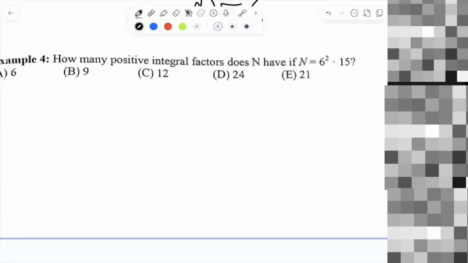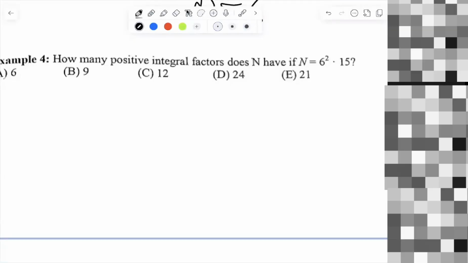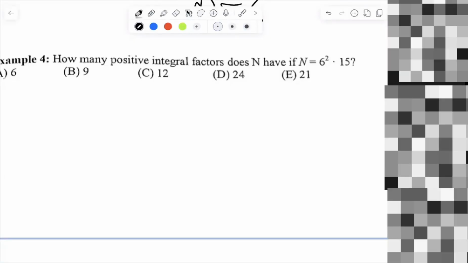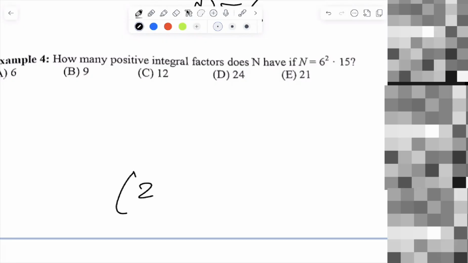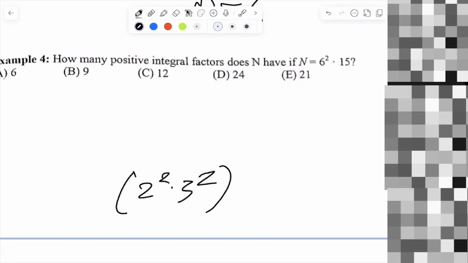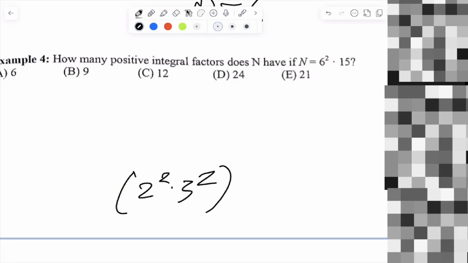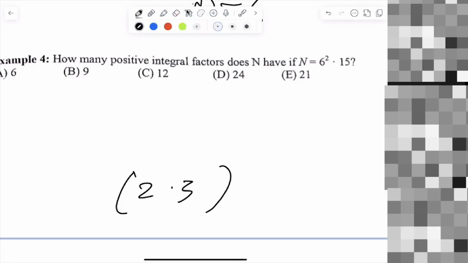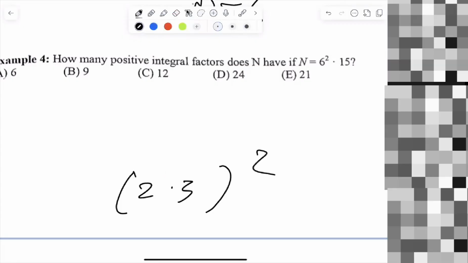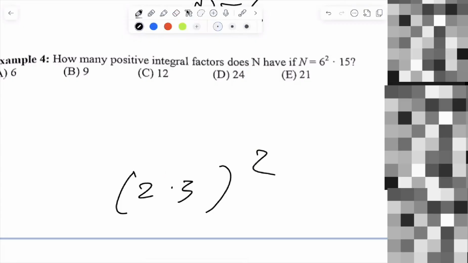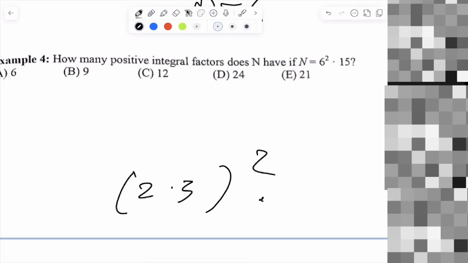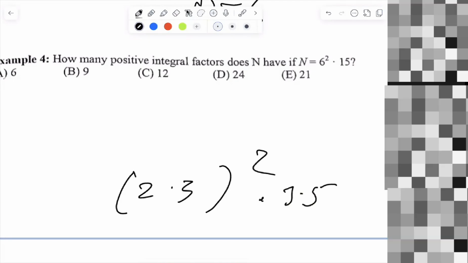Alright, let's get started with this question. So basically, how do we approach this? Well, first off, we do 2 squared times 3 squared inside, 2 times 3 inside the squares. Make sure you factor this first, or else you're gonna mess up. So 15 can also be factored into 3 times 5.